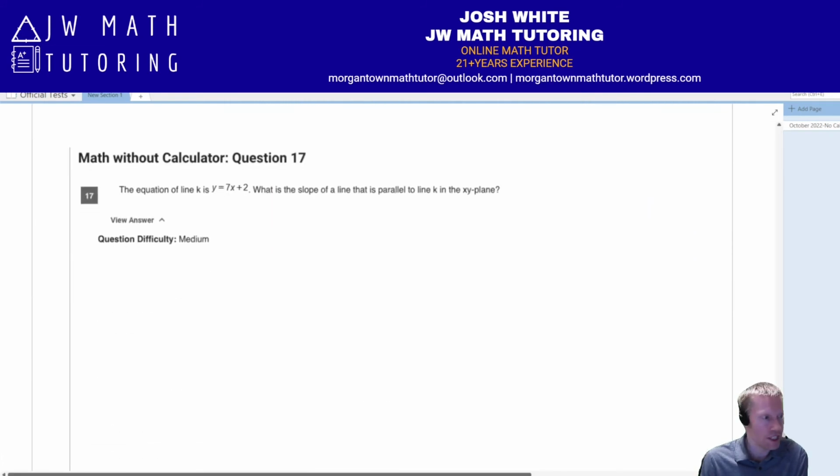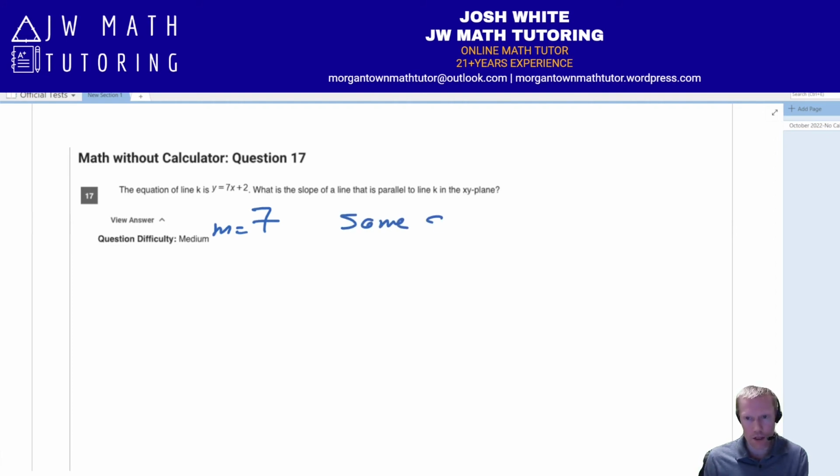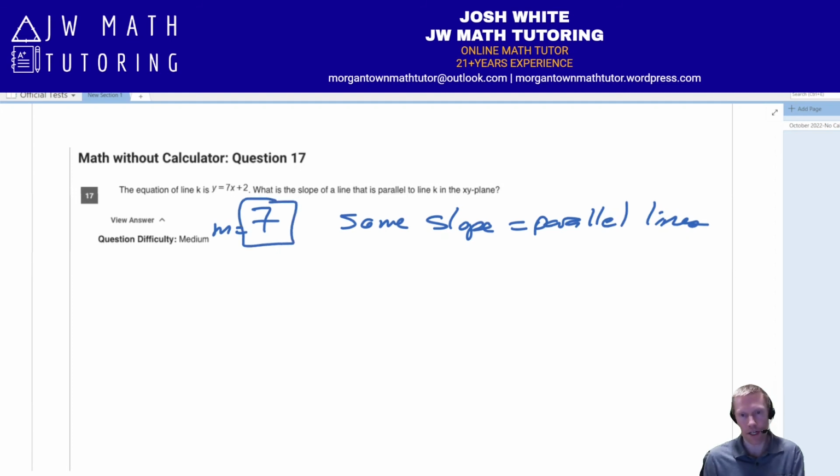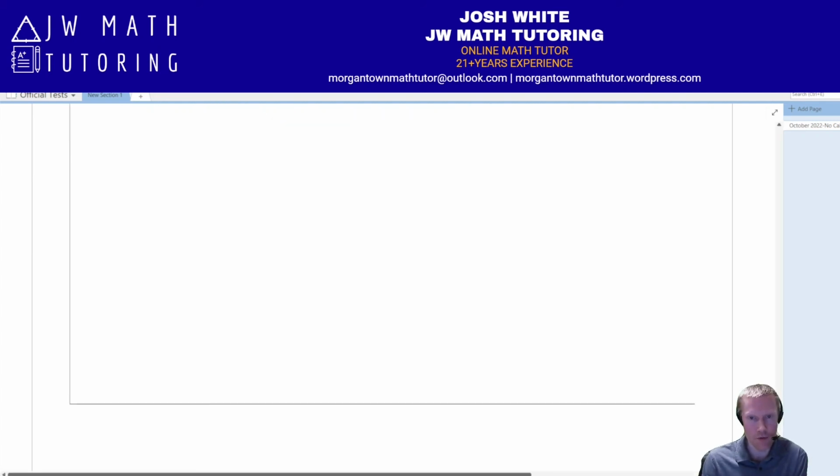Next up, number 17. Here you have the equation of a line. It's in slope-intercept form, and they want the slope of a line that is parallel to it. Well, we already talked about this, I think, with no-solution systems: two lines that are parallel have the same slope. So the slope of line K is 7. Parallel lines have the same slope. Therefore, the slope of this other line is also going to be 7. So the correct answer, what you grid in, is just the number 7. That's it. No more work is needed. Move on to the next question.